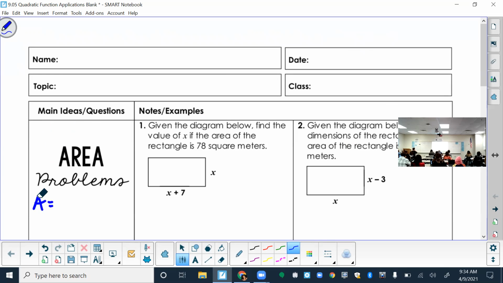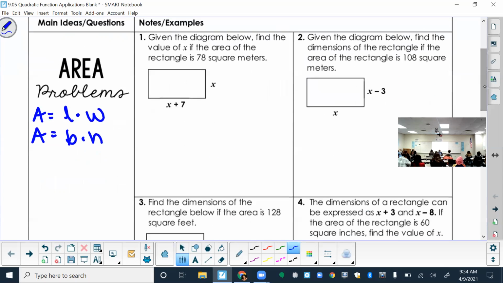So area equals length times width, or area equals base times height. Essentially one side times the other side, right? So if I told you, like in number 1, find the value of x if the area of the rectangle is 78 meters, well, I should be able to figure that out given what we know about area. All right, so since it says the area is 78 meters, I can replace that for the A, right?